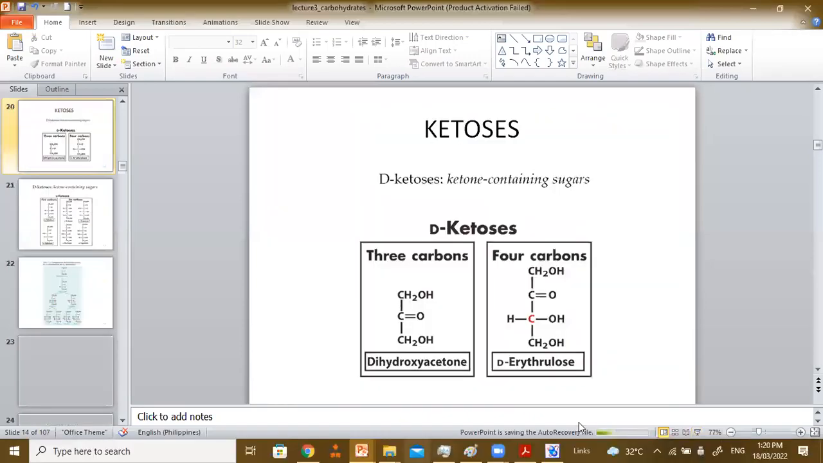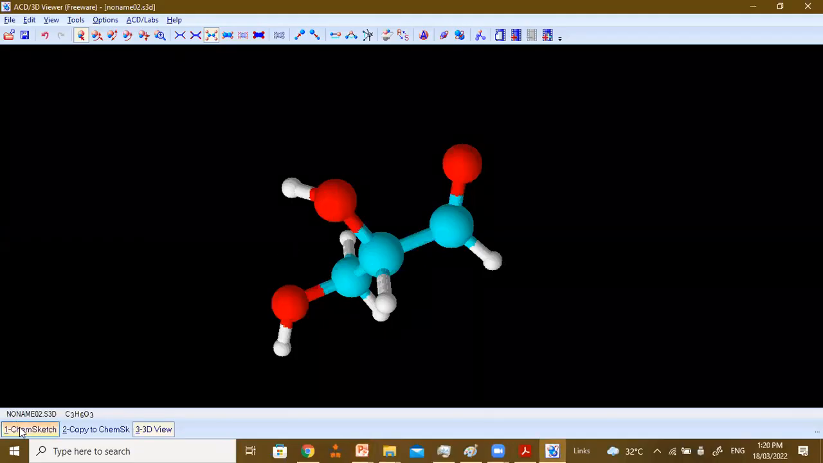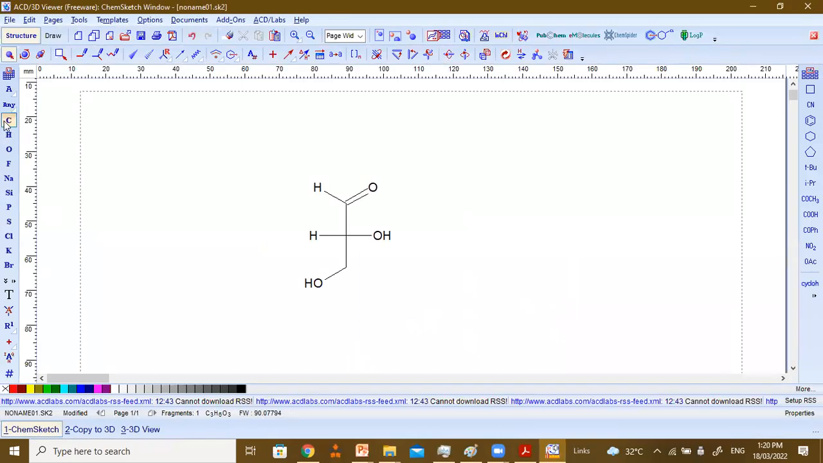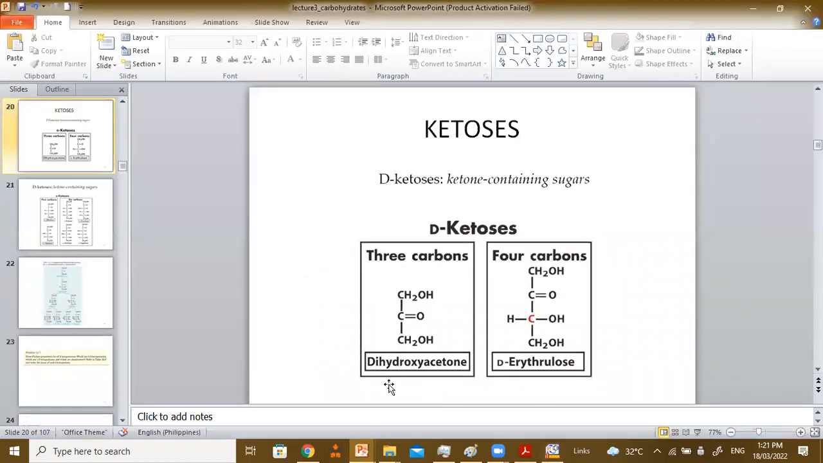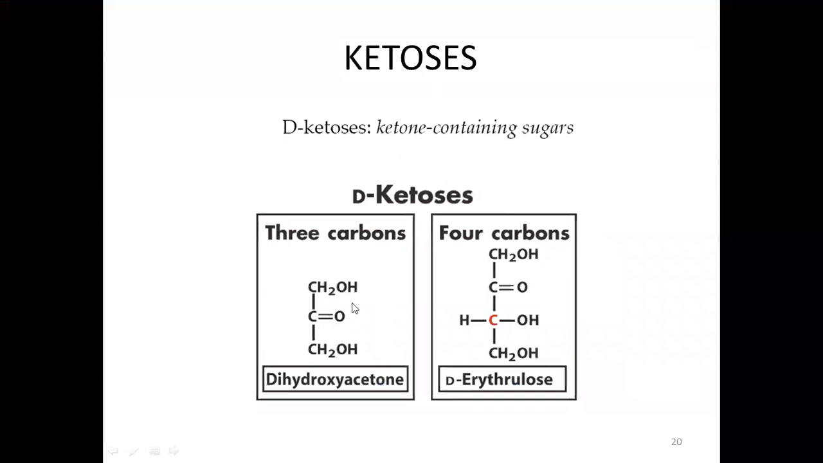I don't know if you understand what I'm talking about. Acetone is simply this structure: CH3, C double bond O, CH3. When we replace one hydrogen with OH, instead of CH3 we have CH2OH, and that's when we learn about dihydroxyacetone. Okay, so the simplest one for ketose is dihydroxyacetone.